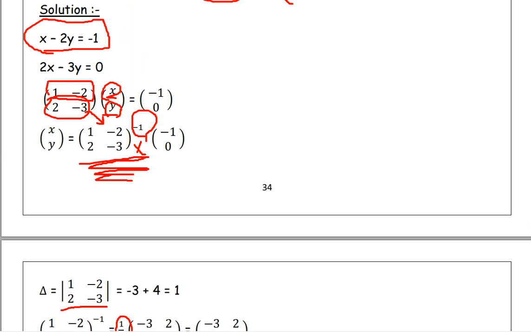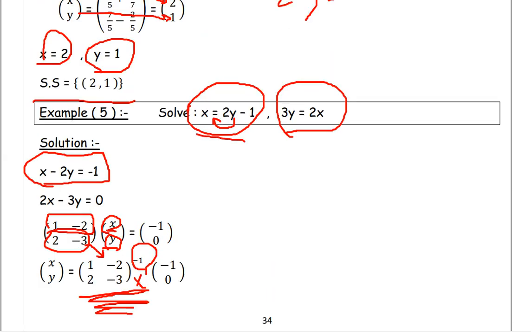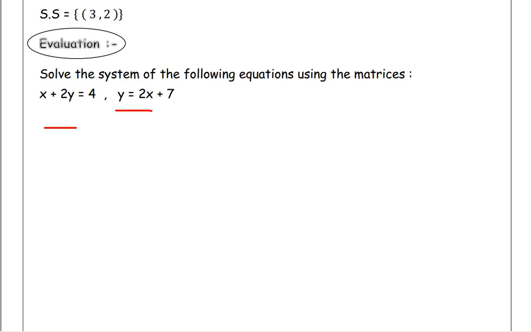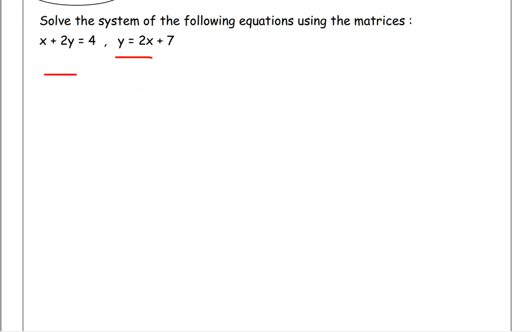Try to solve these two equations using the determinant. Use the determinant the first time and use the multiplicative inverse the next time, and check your answer and tell me the result. Okay, for the homework, it will be page number 36.